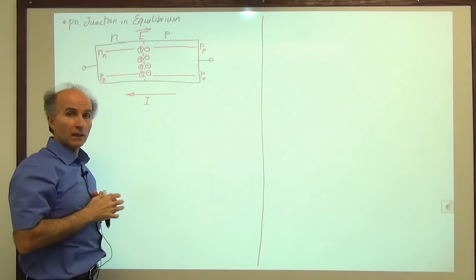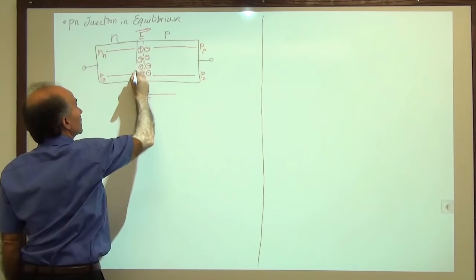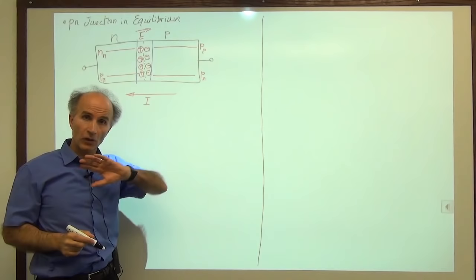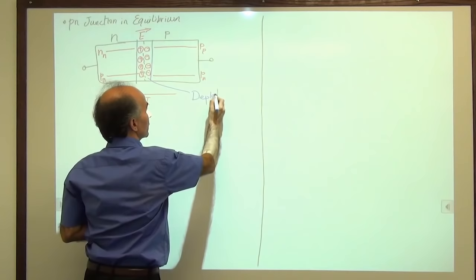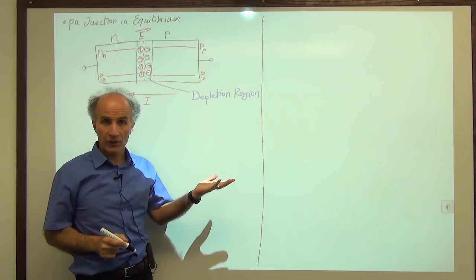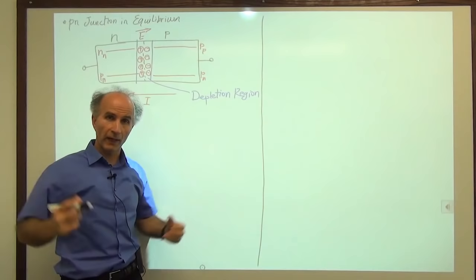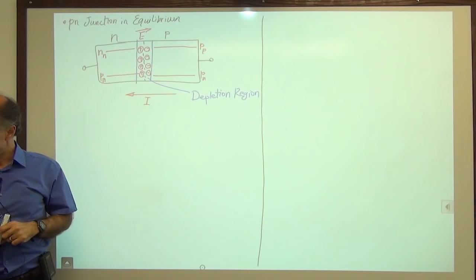Now we call this region here, where we have only ions, all the free charge has left, has gone to the other side, the depletion region. It means it's depleted of free charge carriers. We don't have any free charge carriers left here because we have only positive ions. Ions are not able to move around, so we don't have any charge, we don't have any current conduction. All right, that's what we call the depletion region, and we see that we have an electric field.